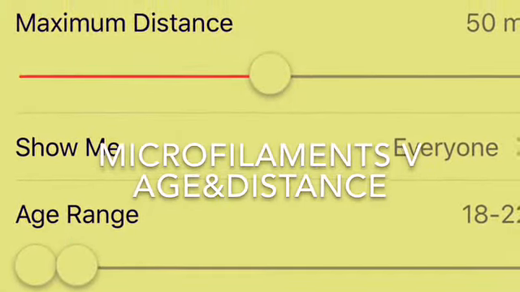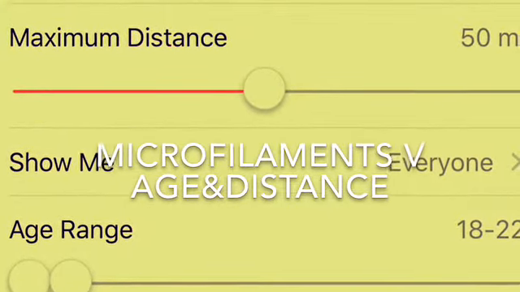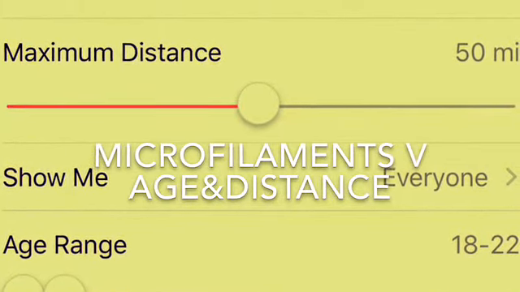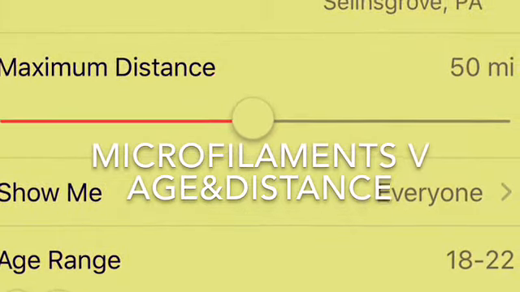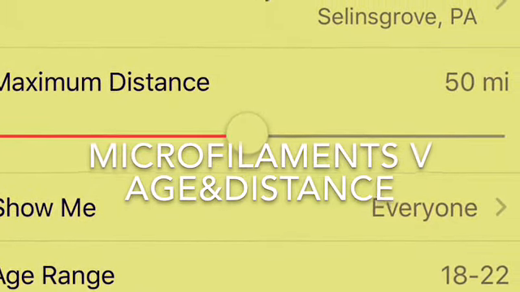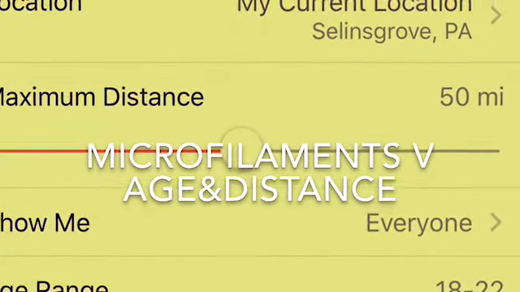Microfilaments enable cells to withstand stretching and compression. They are very flexible. This is in comparison to the age and distance bars because they allow for flexible distances and ranges to help you match with people who are in those categories.